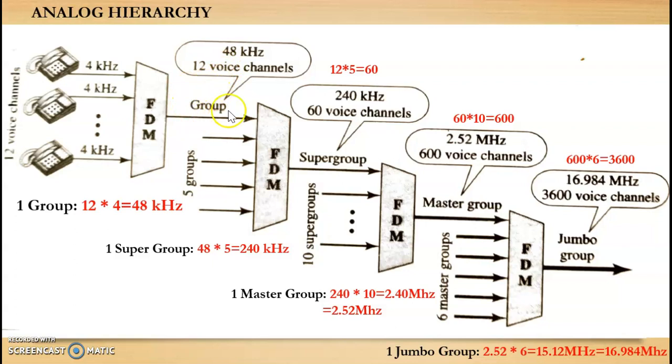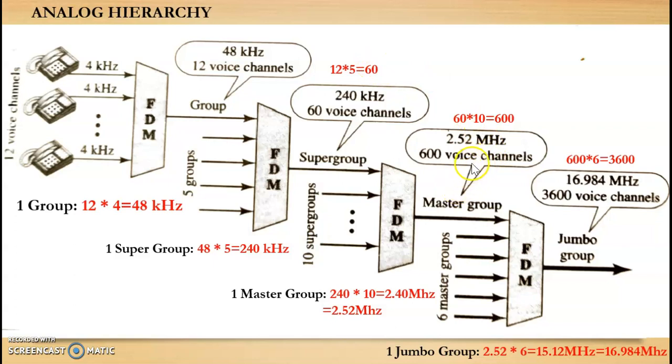So we can say that each group has 12 voice channels. Similarly, each super group will have 60 voice channels, because it will be 12 into 5. 12, since each group has 12 voice channels, and there are 5 groups. So it will be 12 into 5, that is 60.